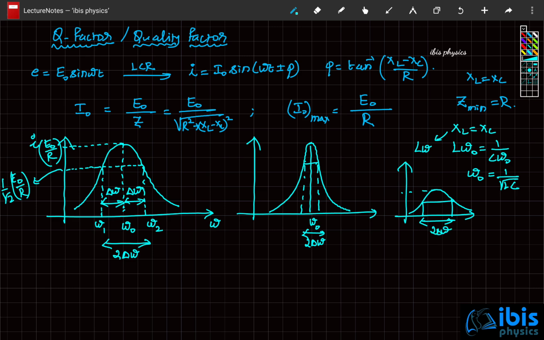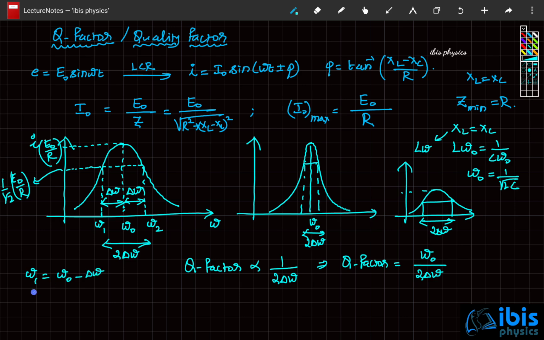So the quality factor, or Q factor, is inversely proportional to the bandwidth, where 2 times delta omega is the bandwidth. It is defined as the ratio of the resonance frequency to the bandwidth. The resonance frequency is omega naught, and the bandwidth is 2 times delta omega. Here omega 2 is omega naught plus delta omega, whereas omega 1 is omega naught minus delta omega.